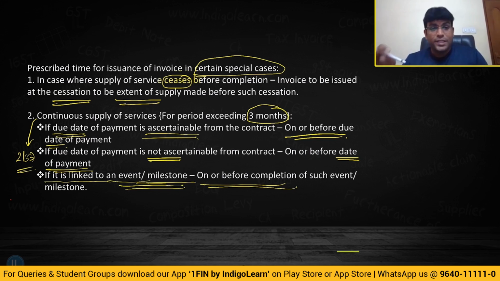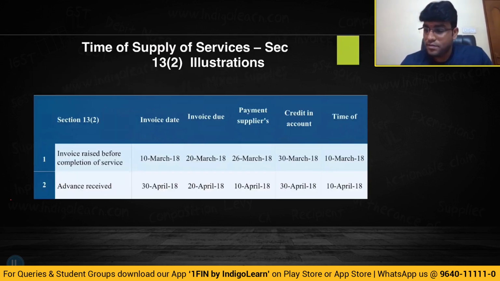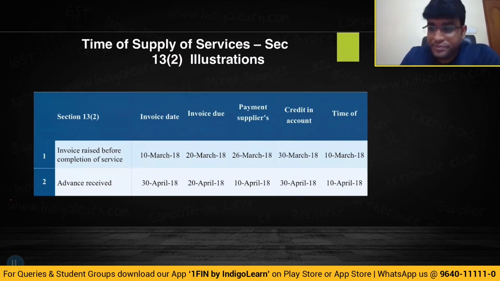This is the time limit within which invoice should be issued. And if given within time, DOI, DOP, whichever is earlier. Not within time, date of completion of service, date of payment, whichever is earlier. This is the concept of section 13(2). Look at a couple of examples, friends.